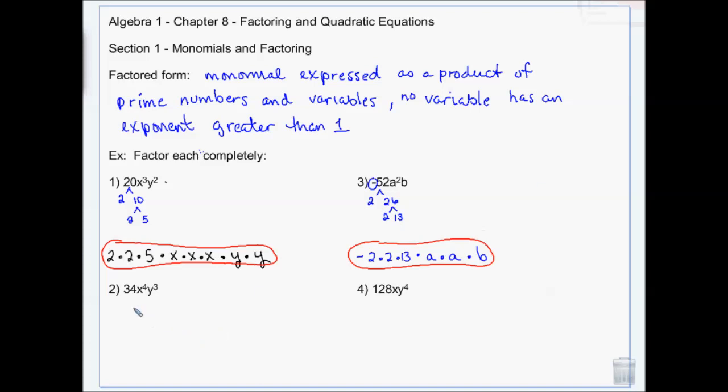34 is 2 times 17. 17 is prime. So the completely factored form of this will be 2 times 17 times, okay, I've got x to the fourth, so there's 4 x's and 3 y's.